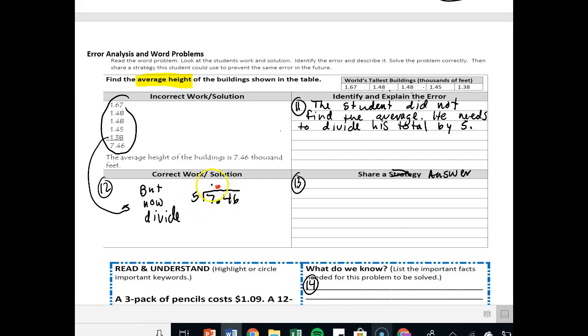And how many times does 5 go into 7? 1 time. That's 5. We got 2 left over. Drop down your 4. How many times does 5 go into 24? That is 4 times. That's 20. 4 left over. Drop down your 6. How many times does 5 go into 46? That is 9 times. That's 45.